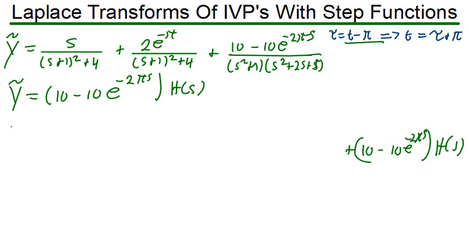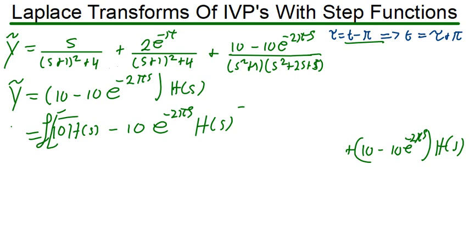Okay, so if you expand it, it's going to be 10 h of s minus 10 e to the minus 2 pi s times h of s. So you're looking for the inverse Laplace of everything here. Since you observe that most of the work here is just about finding the inverse of h of s, that is what I'm going to find. The other part is just a matter of substituting and expanding. So here's how you come up with it.